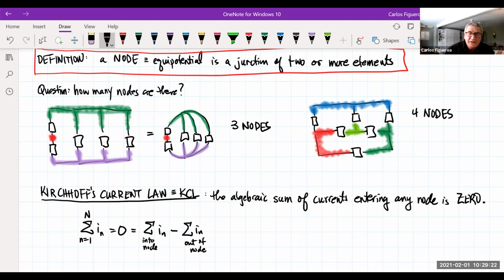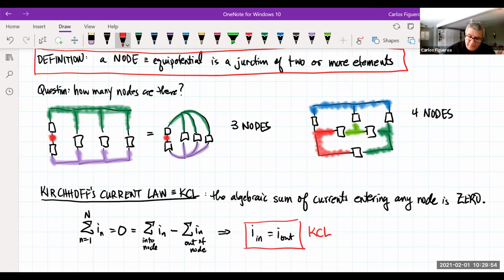Typically, I don't write it in this form. Like I said before, the signs are going to be horrendous. Or you could ignore the signs and just say all of the currents coming into the node must equal all of the currents going out of the node. And when I say KCL, this is what I mean by KCL right here.